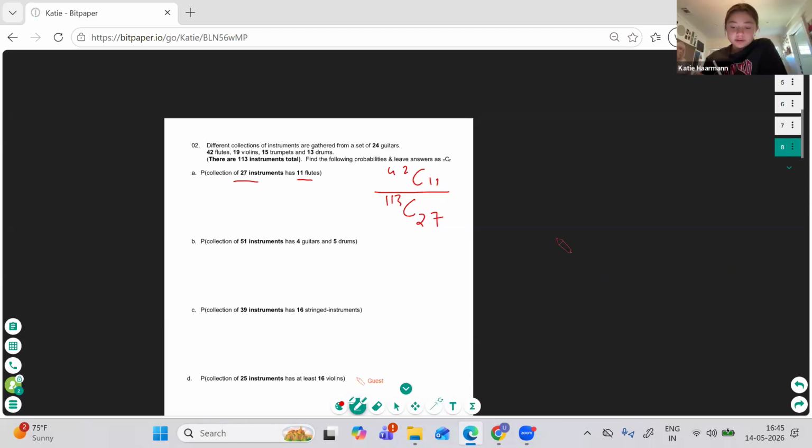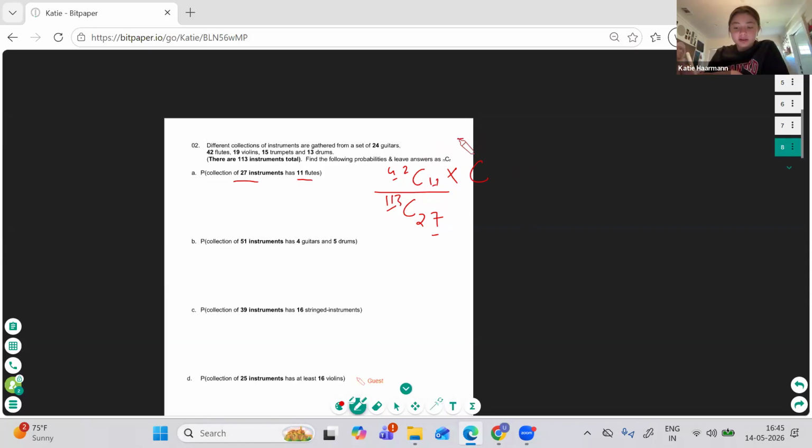But are you selecting more? A collection of 27 has 11 flutes. So you've already collected 11 flutes. The remaining would be 27 minus 11, that's 16. So you need to select 16 more from the remaining. Since you've already selected 42 from 113, the remaining is going to be 113 minus 42, that's 71.